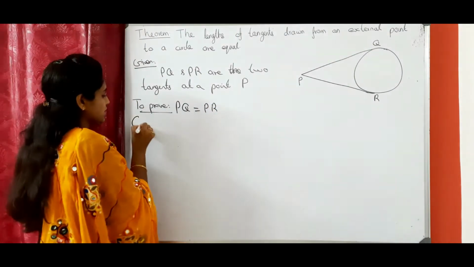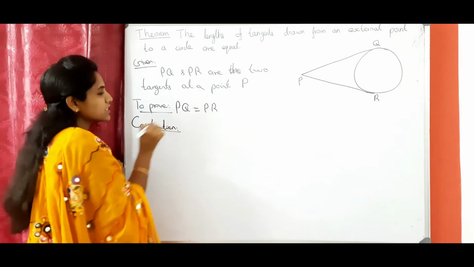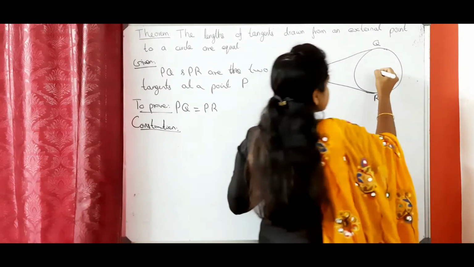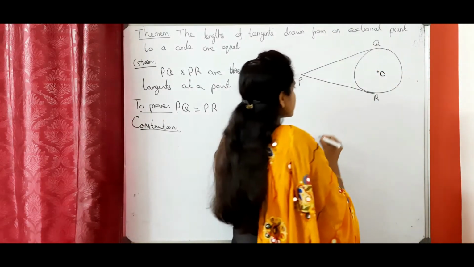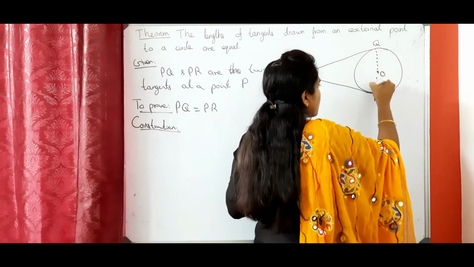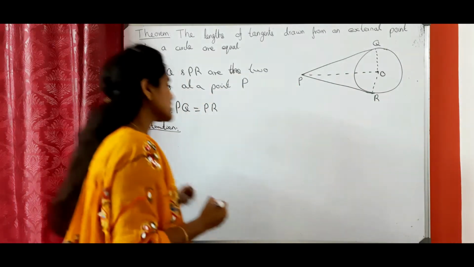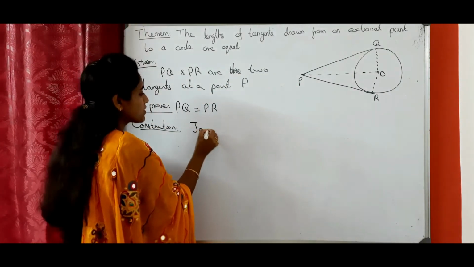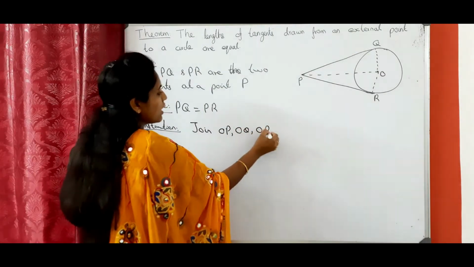Next, construction. Here, this is the center of the circle, right? O is the center of the circle. So the construction is we have to join OQ, OR and OP. So what is the construction? Join OP, OQ, OR. This is the construction.